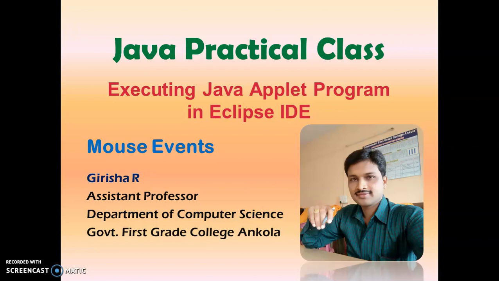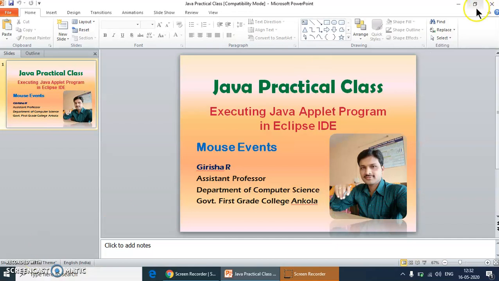In this video I am demonstrating how to execute a Java applet program in Eclipse IDE. In this example I am taking how to handle the mouse events. Mouse events are the operations that can be performed using mouse, such as mouse drag, mouse move, mouse enter, mouse exit and so on. Let us begin our program in Eclipse.